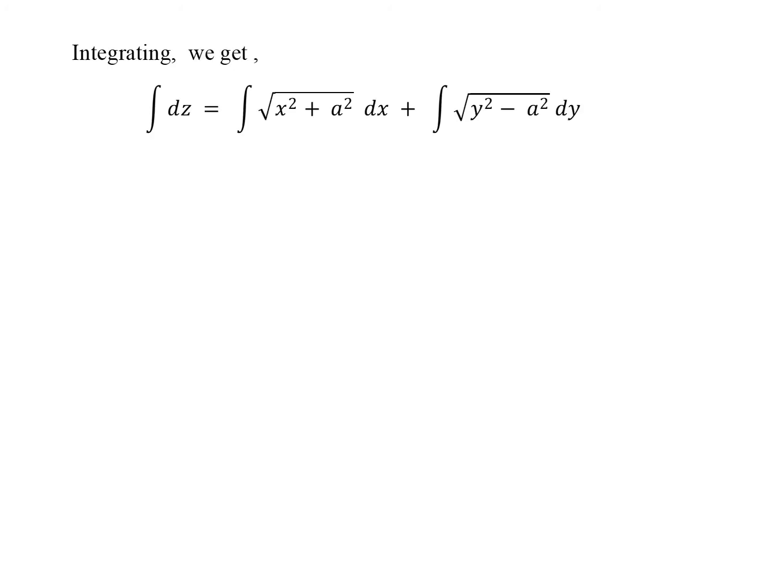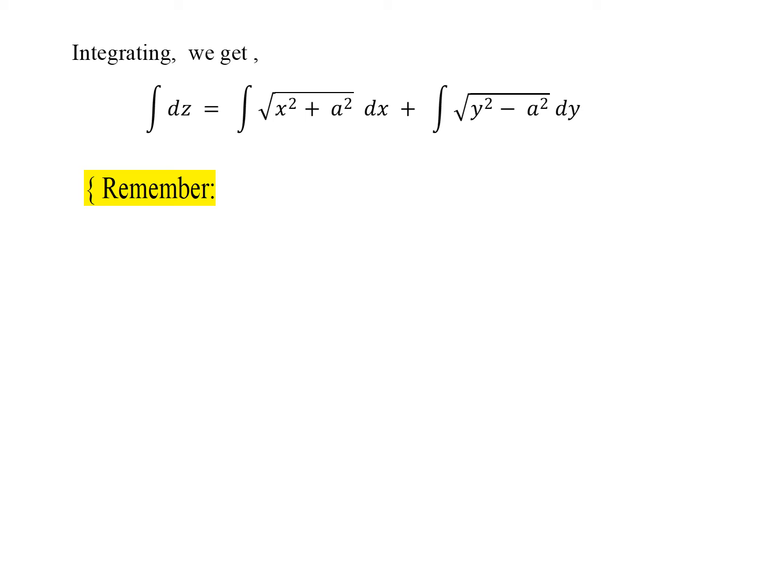Now let us integrate both sides. We have integral dz equal to integral root of x squared plus a squared dx plus integral root of y squared minus a squared dy. Do you remember which integration formula we need to use for such terms? Let us have a glance.